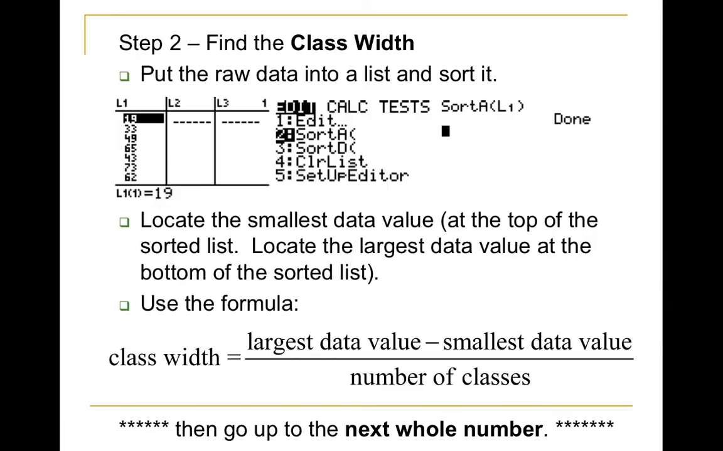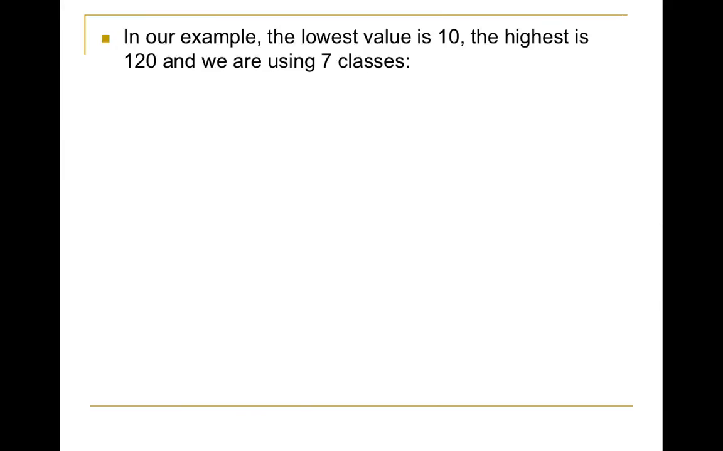And I have a couple of examples that show how we do this procedure. This is the only time in this class where we will not be following normal rounding rules. We're breaking the normal rounding rule and we're just going up to the next whole number. So let's look at what I'm talking about. In our example, the lowest value is 10, the highest is 120, and the number of classes is 7. So we plug these numbers into our formula. 120 minus 10 divided by 7.